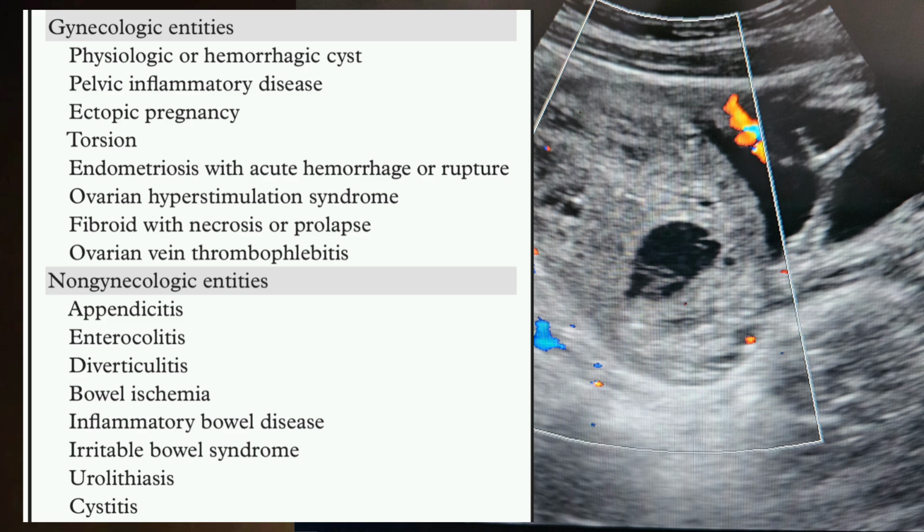There is a list of differential diagnoses if the patient comes to us with severe pelvic pain, nausea and vomiting. Gynae-related conditions like physiological or hemorrhagic cyst, pelvic inflammatory disease, ectopic pregnancy, torsion, endometriosis, ovarian hyperstimulation, fibroid with necrosis or prolapse, and ovarian vein thrombosis, and other non-gynecological entities like appendicitis, enterocolitis, diverticulitis, bowel ischemia, inflammatory bowel disease, irritable bowel syndrome, urolithiasis, and cystitis.